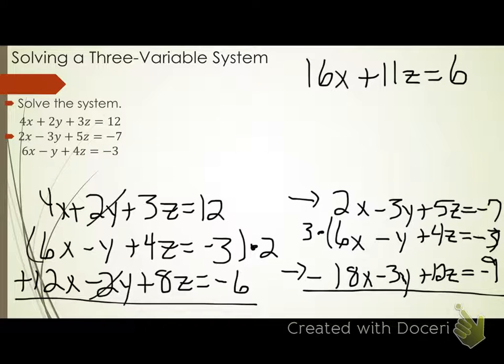So I have 2x minus 18x. What does that give me? Negative 16x. My y's cancel out. Now I have 5z minus 12z. What does that give me? Negative 7z. And now I have negative 7 minus negative 9. What does that give me? Positive 2. Does everyone see that?